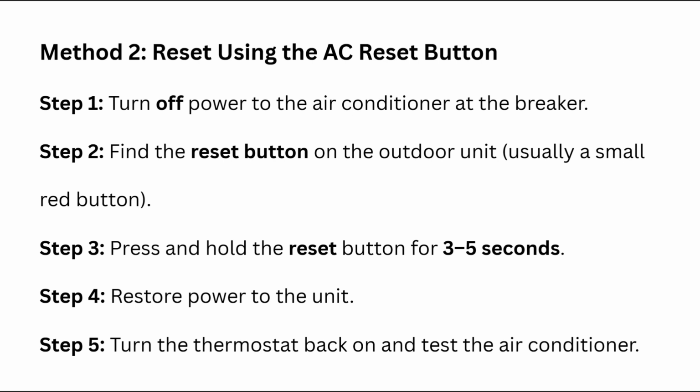Method 2. Reset using the AC reset button. Turn off power to the air conditioner at the breaker. Now find the reset button on the outdoor unit, usually a small red button.